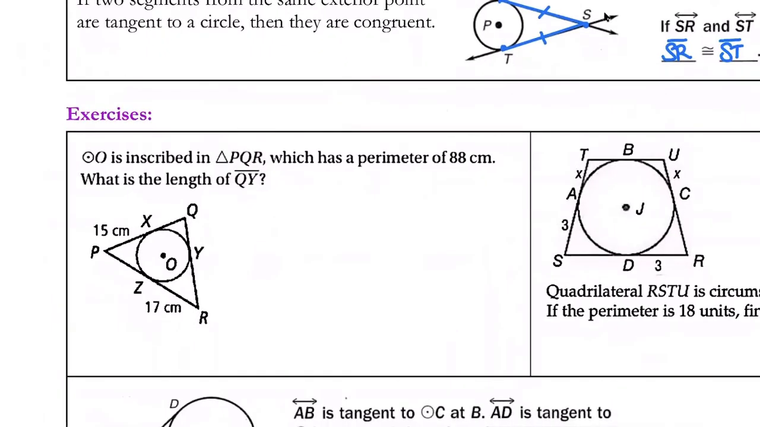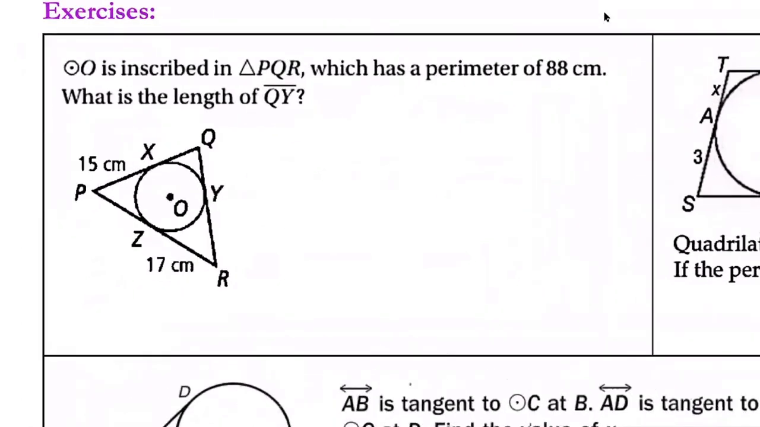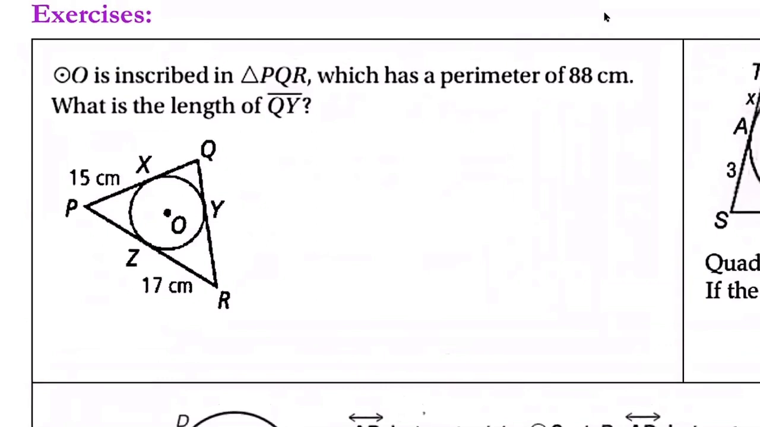Okay, so we're going to see that in a few different ways. One of the ways that you'll see that theorem applied is in a picture like this. In this diagram, it says circle O is inscribed in the triangle. That means that these are points of tangency. If it's inscribed, that means the circle is just touching the triangle once on each side.